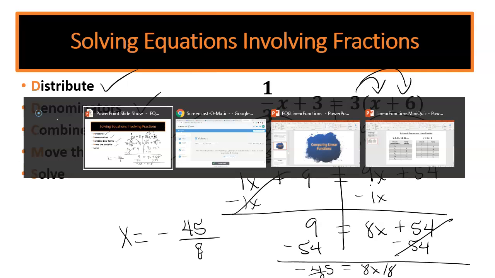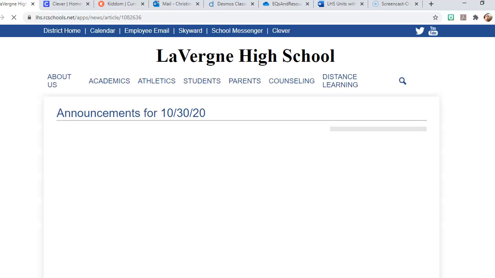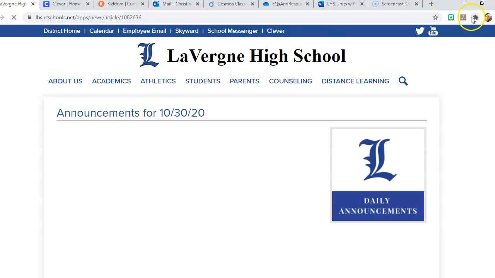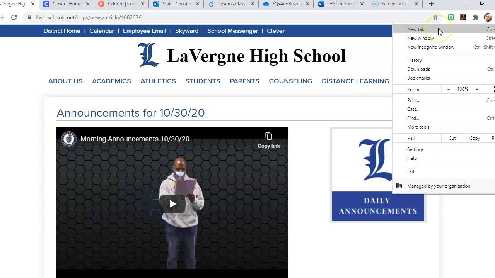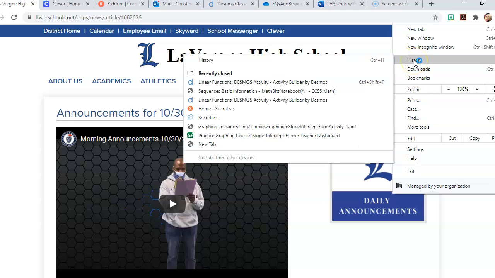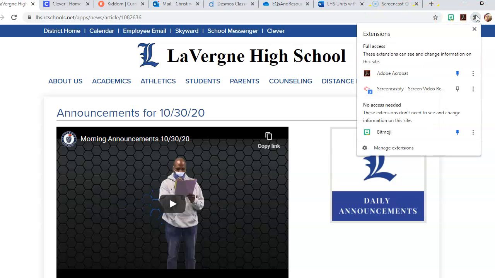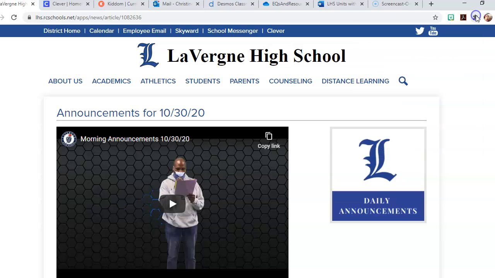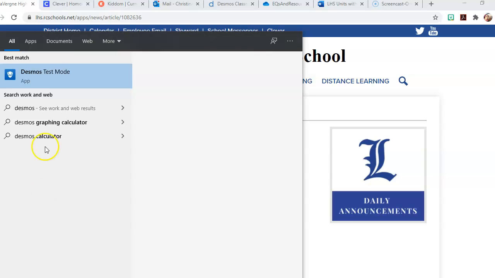Okay, so let me go over here for a second. Because I think, if I remember correctly, I've got the Desmos calculator somewhere where you guys could see it. Desmos. There it is.